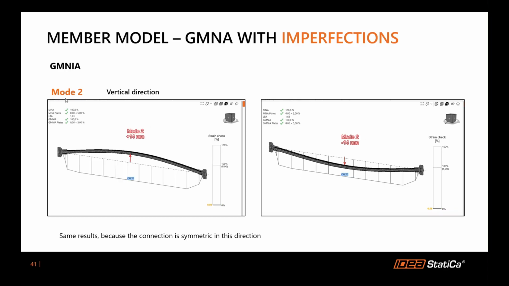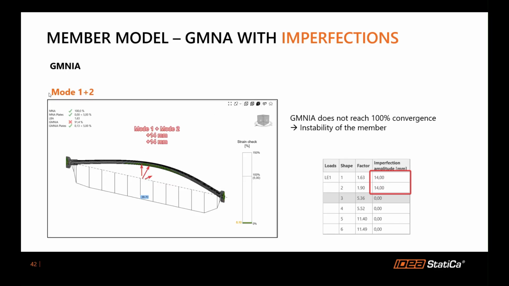Then mode 2 is in the vertical direction. You see here both analyses are satisfied, and the load can be applied because in this direction there's a high stiffness. And then the last one, the most decisive one, is mode 1 plus mode 2, where we applied plus 14 millimeters in the mode 1 and mode 2 directions. So finally you get this shape.